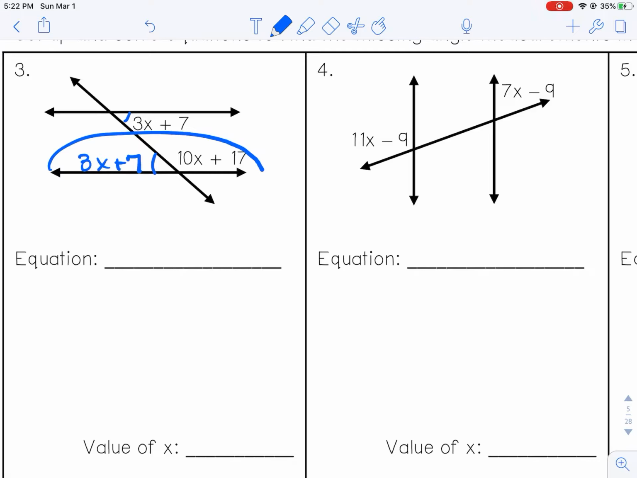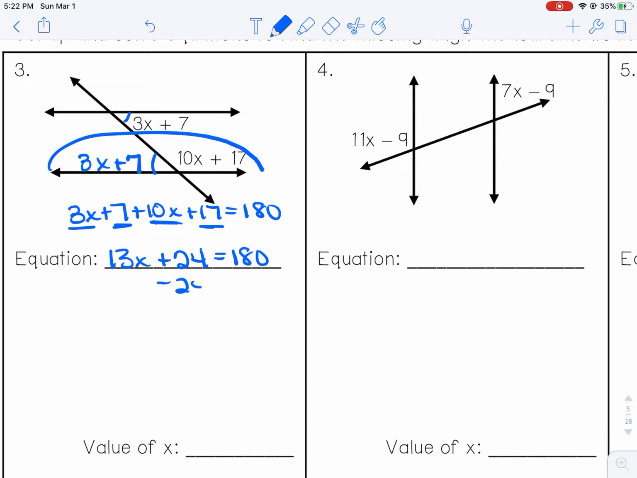So let's put our like terms together. We've got 3x plus 7 plus 10x plus 17 is equal to 180. Our like terms are 3x and 10x, which give us 13x. We have 7 and 17, which give us 24, equals 180. These two-step equations should be getting very easy for you. Subtract the 24 on each side.